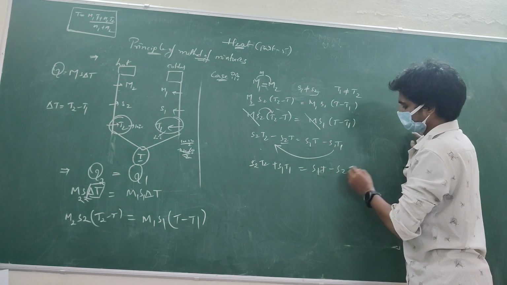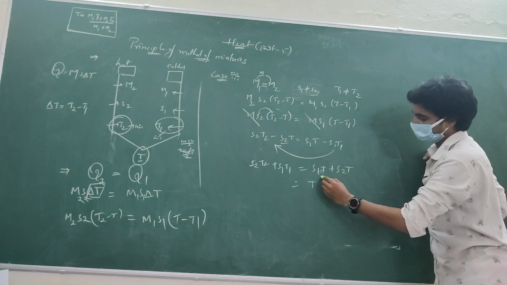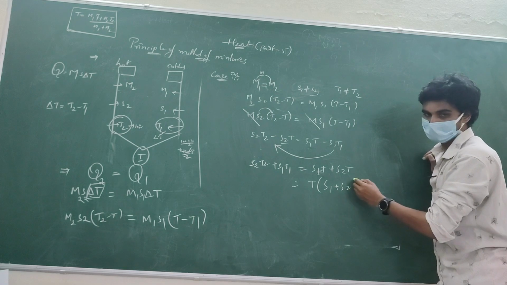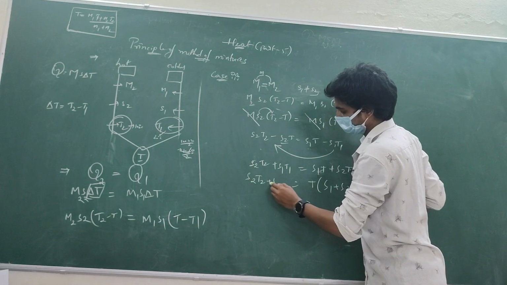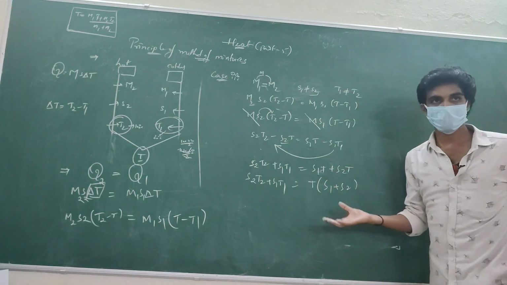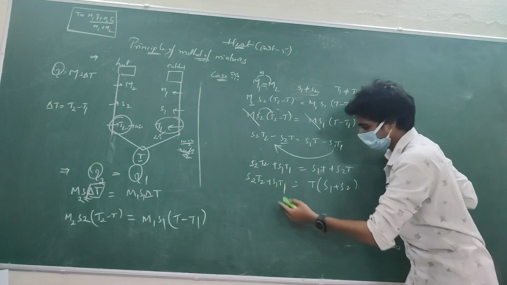s1t minus... okay, it becomes plus s2t. Let's say in this case t is common, let's combine t into s1 plus s2, right? So it is going to become s2 t2 plus s1 t1. So now in this case t is multiplying this overall thing, right? I am going to send this to the other side.